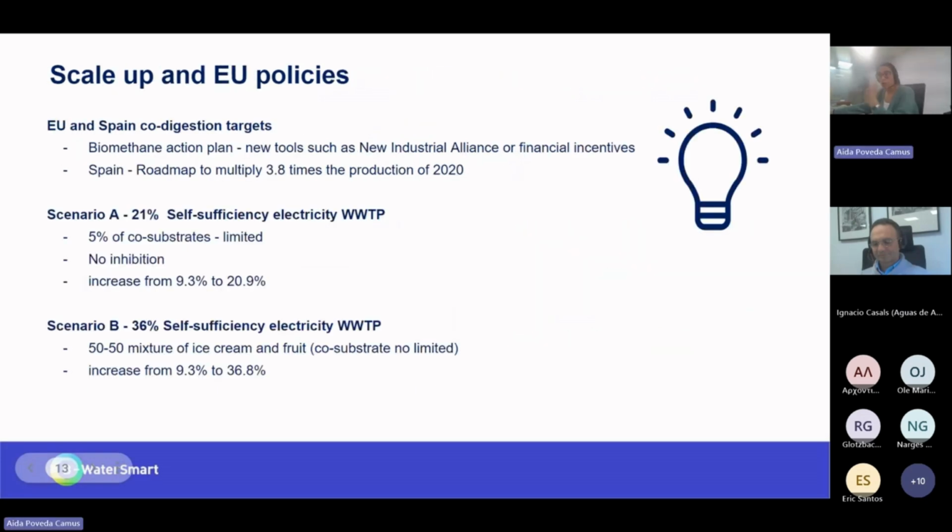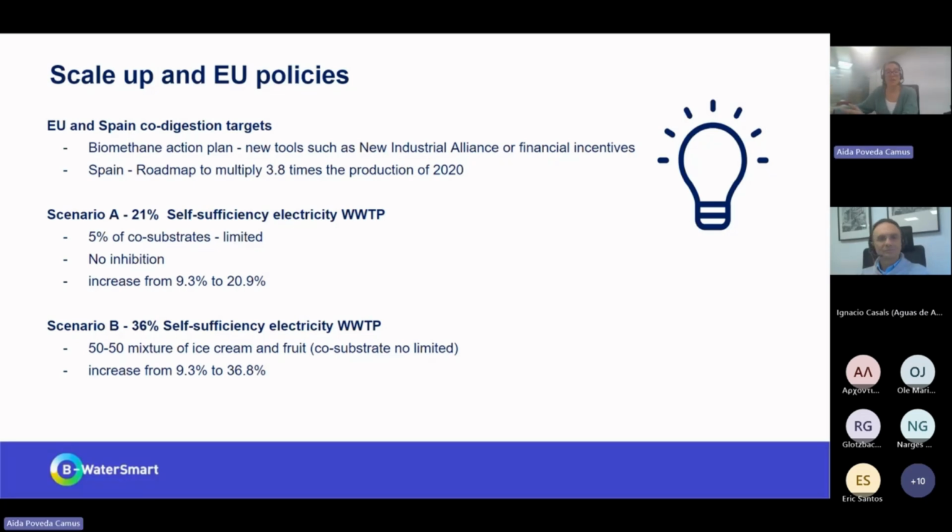And it should be mentioned that we have the objectives in the European Union, backed by an industrial alliance that goes hand in hand with Repower EU. More specifically, in Spain, a roadmap has been drawn up to multiply biogas production by 3.8 times in 2020, which is why we are now working on co-digestion so eagerly.